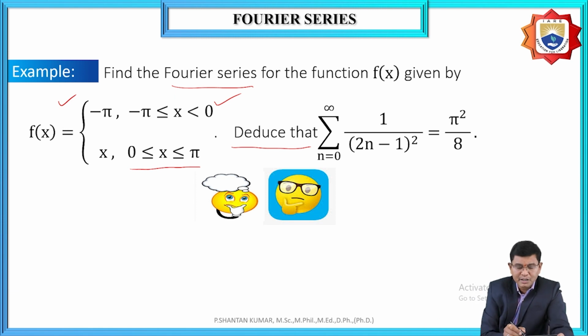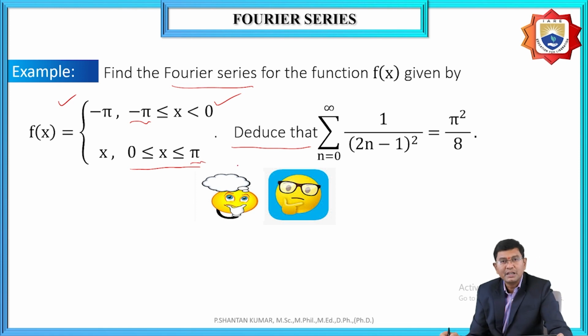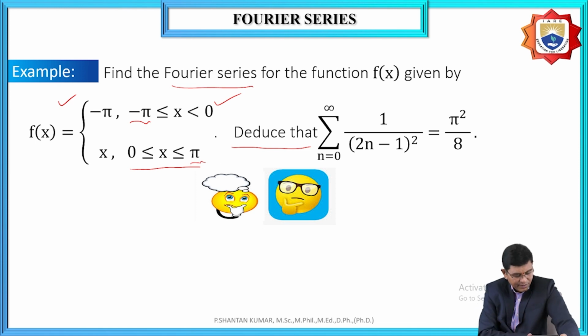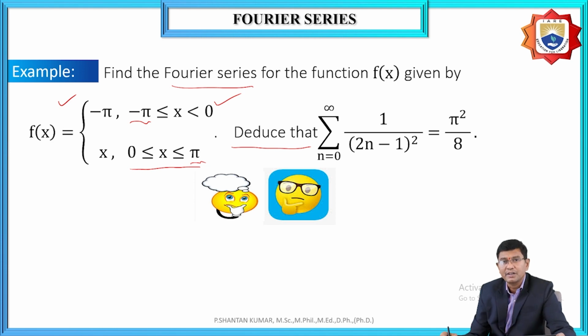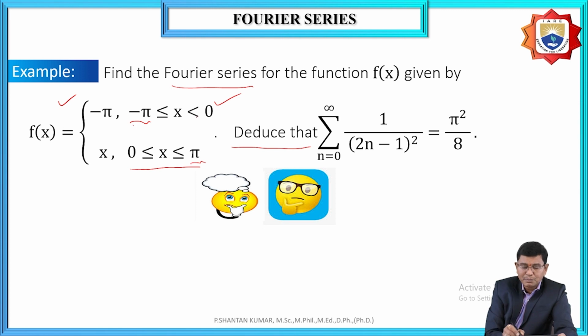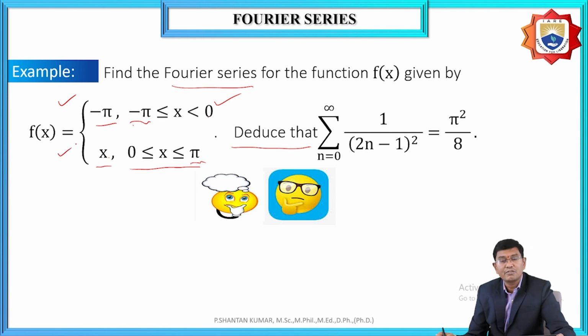Here also the limits are: the starting is minus pi, the ending is pi. That means the limits are minus pi comma pi. And here we need to identify what the function is, whether it is even or neither. Clearly, for the first function, minus pi to 0, it is minus pi. The second limits are 0 to pi, and the function is x. It is clearly minus pi and also x, therefore it is neither function.